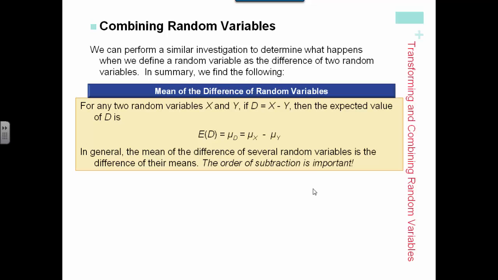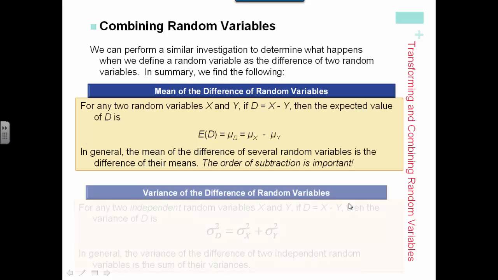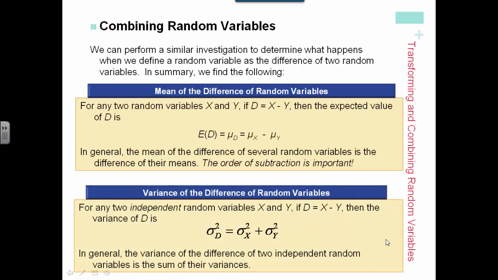So in summary, for any two random variables, if the difference equals X minus Y, the expected value of D is the mean of X minus the mean of Y. The mean of the difference is the difference of the means. The order of subtraction here is important. For variance, for any two independent random variables, the variance of the difference is the sum of the variances.